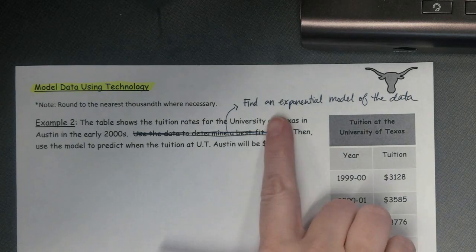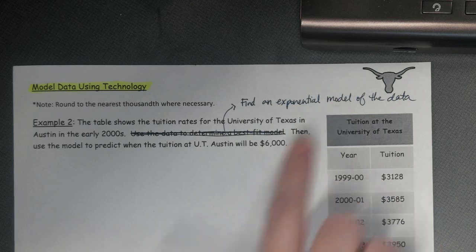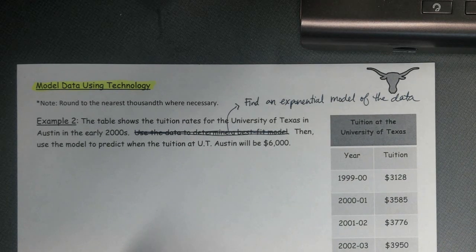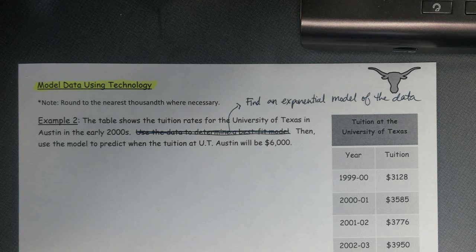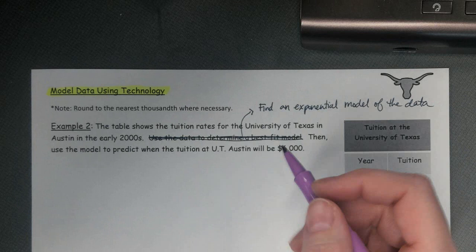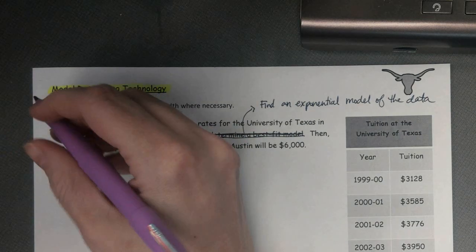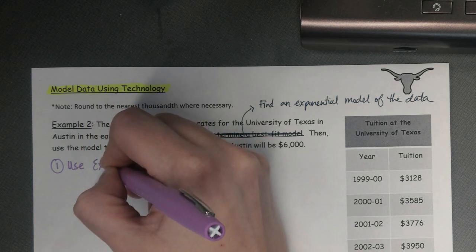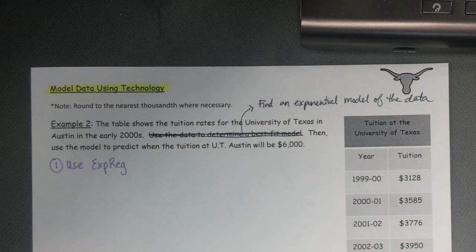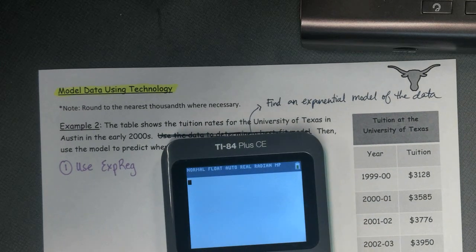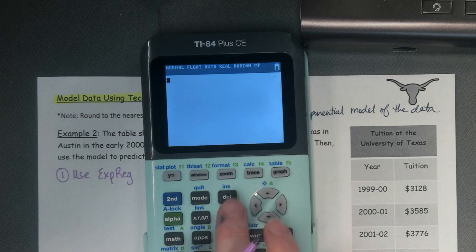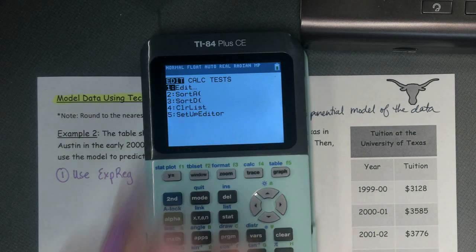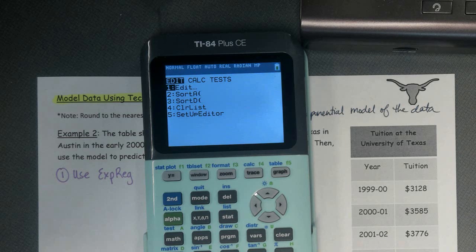So if it tells you to find an exponential model, that's what you're going to do. Sometimes it might tell you to determine between two models, and we'll go over that in the next one. So to find the exponential model, you are going to use exponential regression. Okay, so in order to do that, in our graphing calculator, we're going to go to Stat, and that's going to pull up an Edit button.